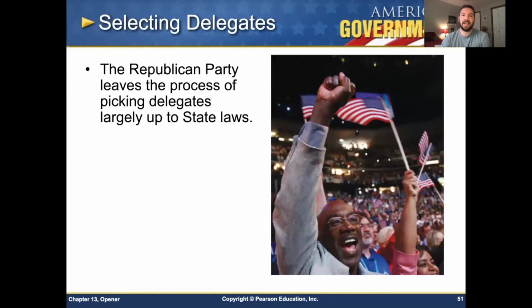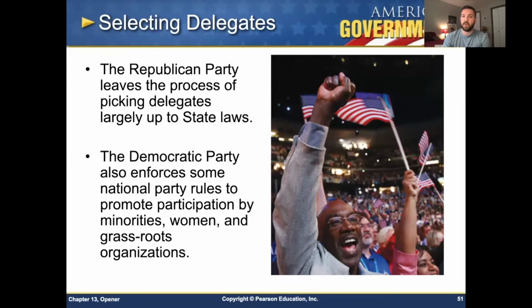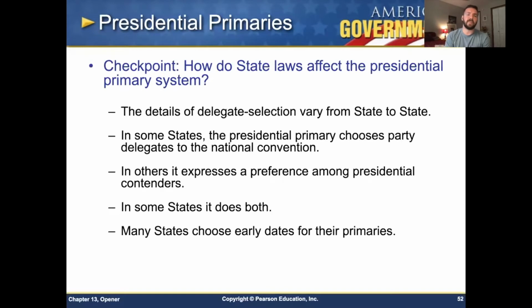So as far as selecting delegates, again, not to spend a ton of time here, the Republican Party leaves the process of picking delegates largely up to each state. The Democratic Party also enforces some national party rules to promote participation by minorities, women, and grassroots organizations. As far as the presidential primaries themselves, the details of the delegate selection process vary from state to state. Each state does things a little different. In some states, the presidential primary chooses the party delegates to the national convention. In others, it expresses a preference among presidential contenders, and in most states, it does both.